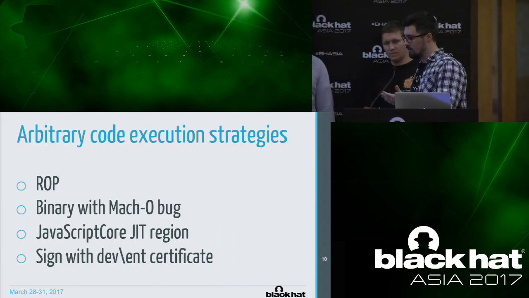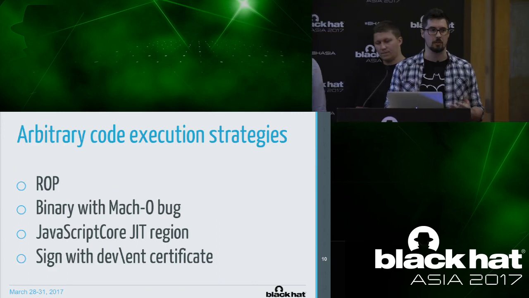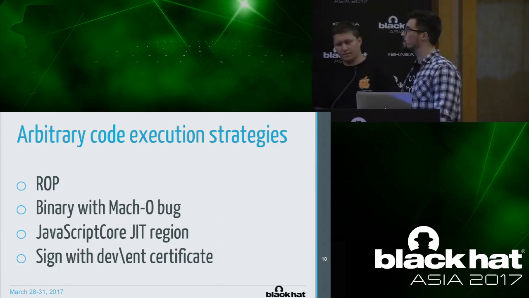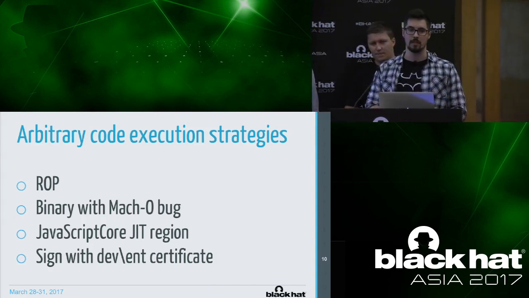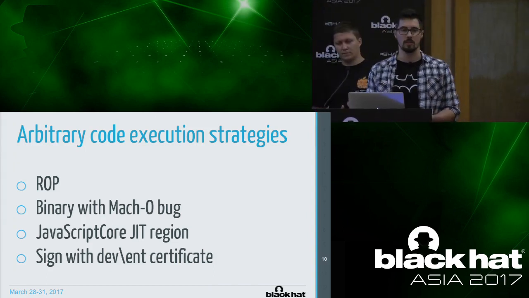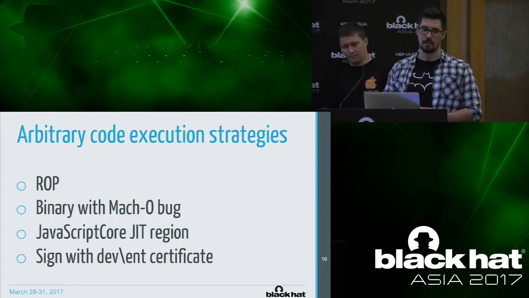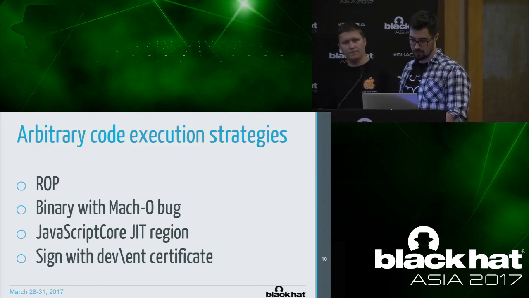So when the kernel sees a binary, it sees there is no executable segment, so it should not check a code sign here. Next thing is JavaScript Core. JavaScript Core is very interesting because it contains a special memory region that could be readable, writable, and executable at the same time. So if we can exploit it and leak the JIT region address, we can override it with shellcode and basically run our code.